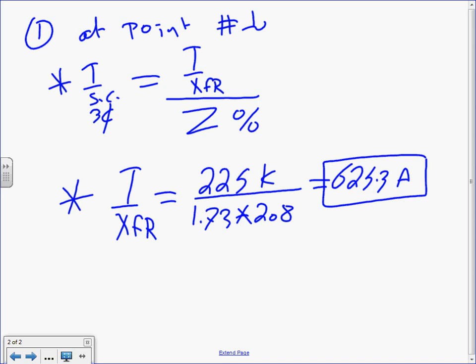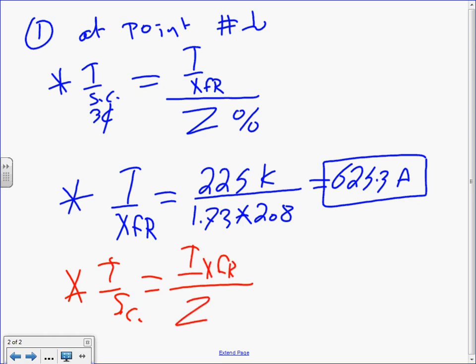Then I'm going to use the second formula here and find I short circuit equals I_XFR divided by Z impedance. So that will give me 625.3 divided by, what's the impedance? Anybody? 4%. So what's the 4%? 0.04. And what do you get?